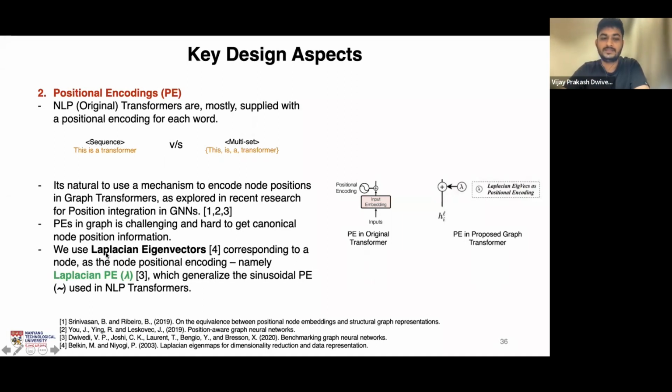So what we do is we use Laplacian eigenvectors corresponding to the node as the node positional encoding, and we use it in a similar fashion in graph transformers as it was used in the original transformer. And by definition, it naturally generalizes the sinusoidal positional encoding used in the original transformers, because the sinusoidal positional encoding can be interpreted as the eigenvectors of the grid graph. So this is the second key design aspect that we considered.